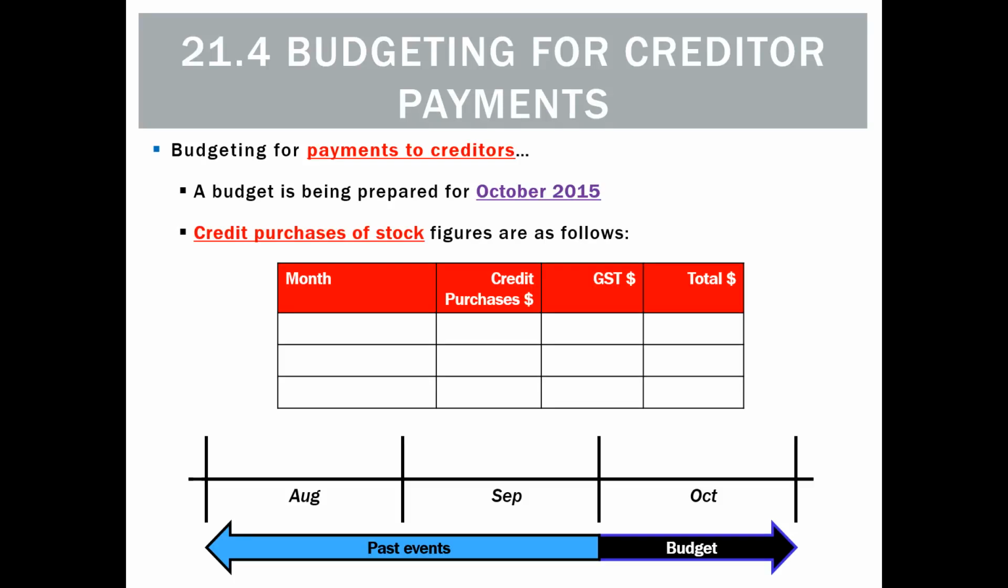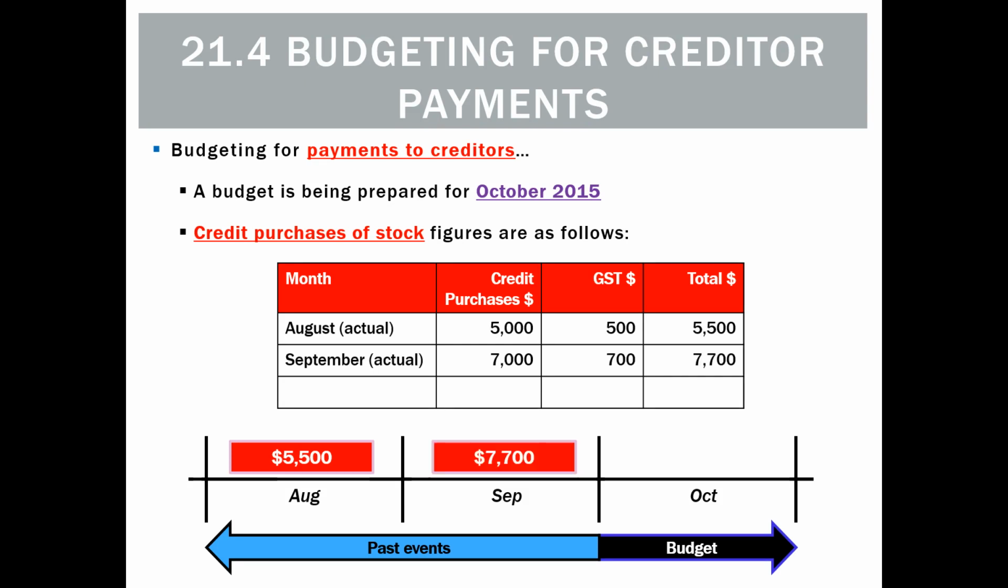And based on that, we're going to look at how much stock we bought on credit in August, so $5,000 plus GST. September, $7,000 plus GST. And then we're going to guess that we think we'll buy $4,000 of stock in October. And each of those will have GST on top, and we can see the amounts owing are as follows.